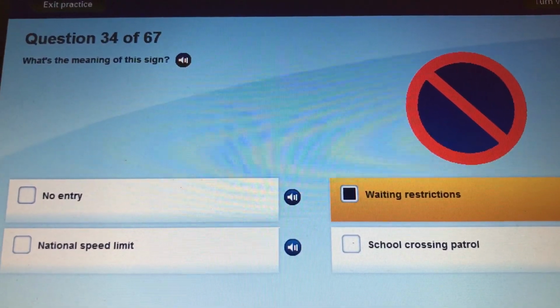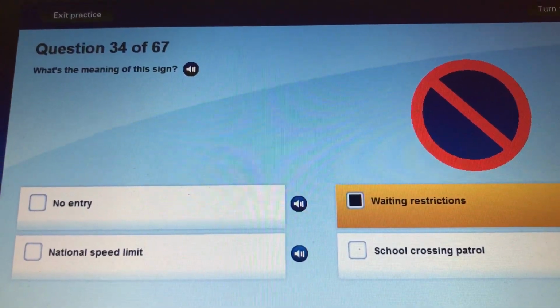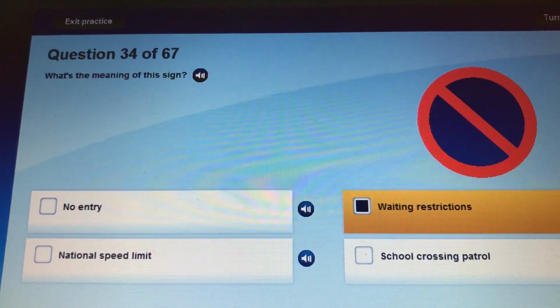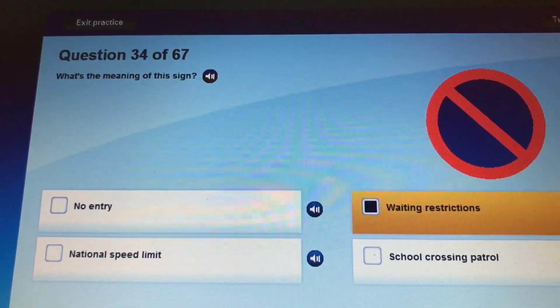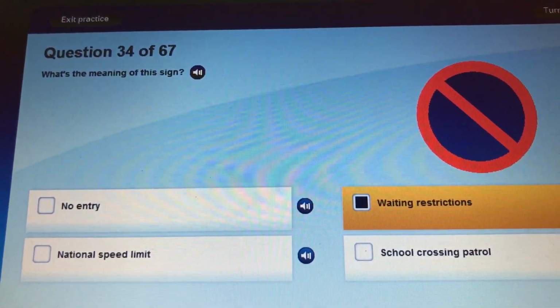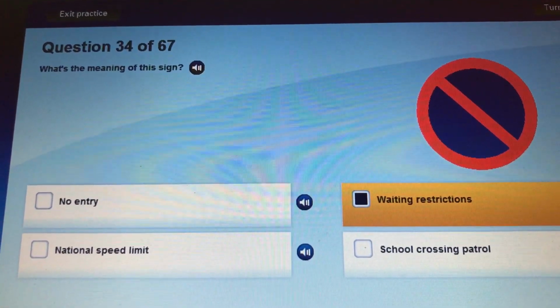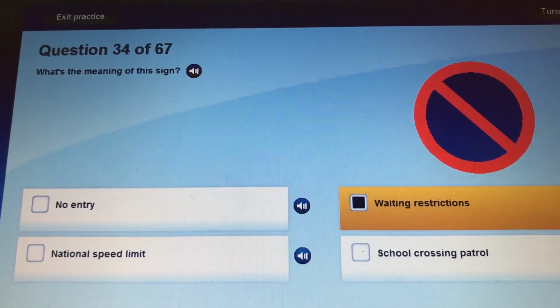What can you see in the picture? Red circle. What is the meaning of red circle? Order. What order can you see? It's about parking and waiting. You are not allowed to wait here. You are not allowed to park here.